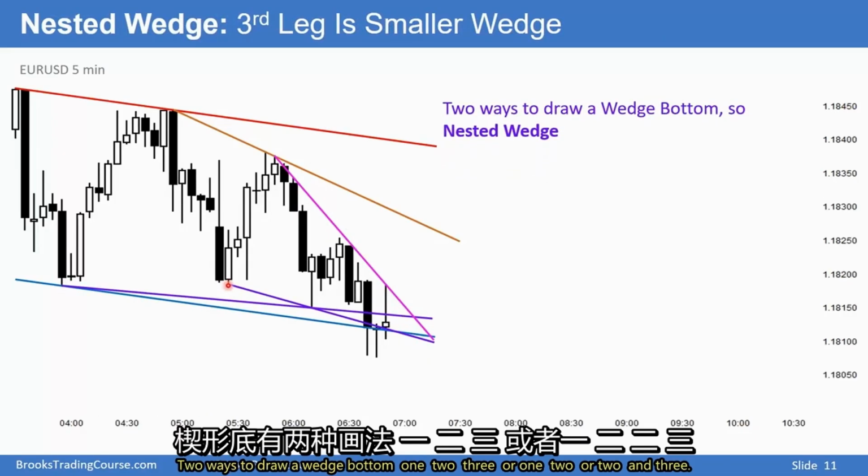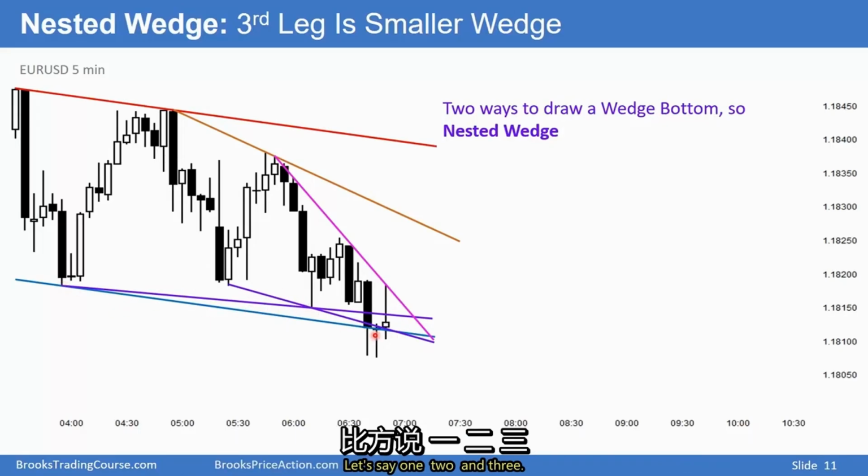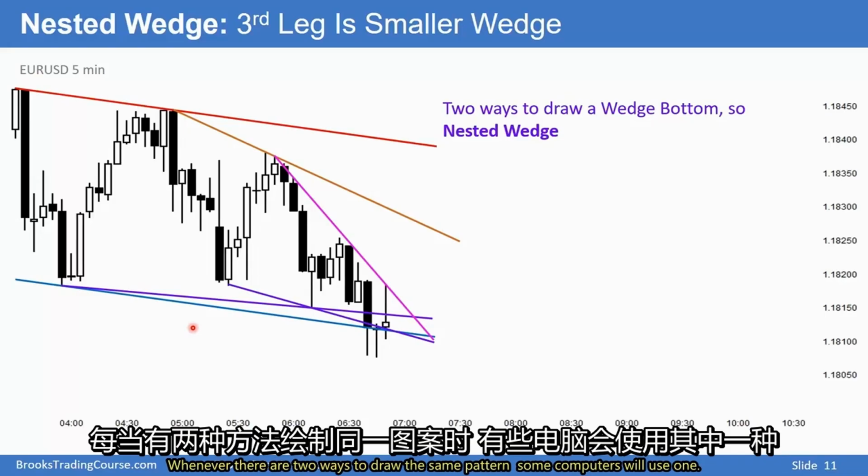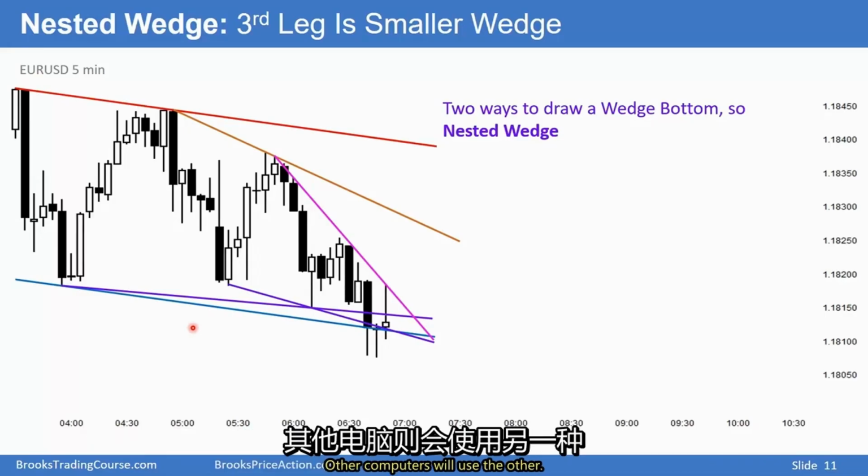Two ways to draw a wedge bottom: 1, 2, 3, or 1, 2, or 2, and 3. Let's say 1, 2, and 3. There are 2 ways to draw a wedge bottom here. Whenever there are 2 ways to draw the same pattern, some computers will use one, other computers will use the other.